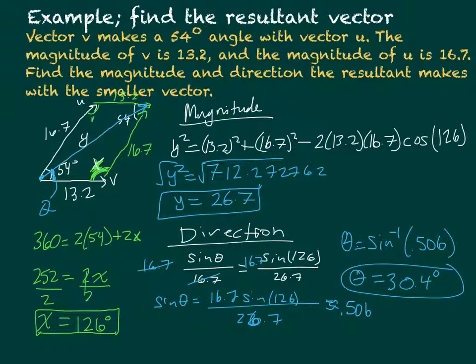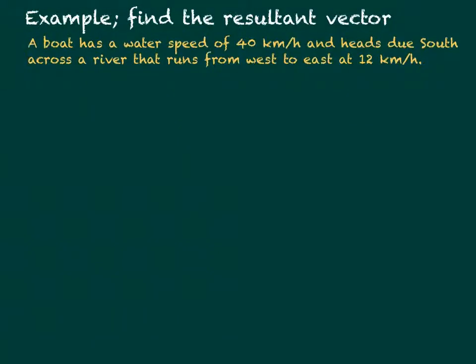Final answer. For this next one, a boat has a water speed of 40 kilometers per hour and heads due south across a river that runs from west to east at 12 kilometers per hour. So we have a boat, and we're driving straight south, 40 kilometers per hour. And then the river is flowing west to east at 12 kilometers per hour.